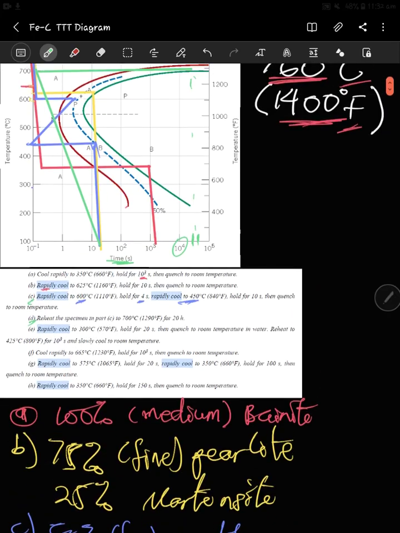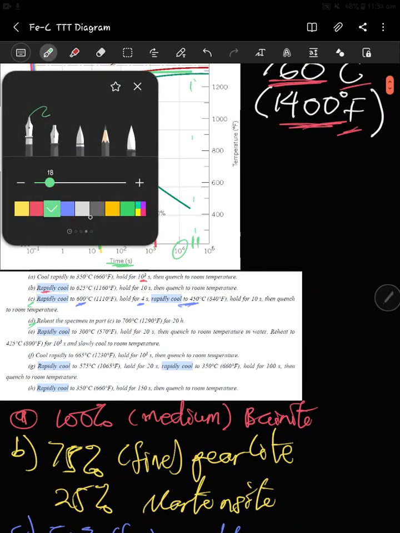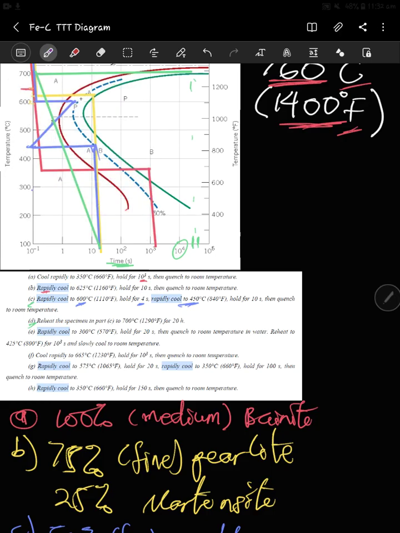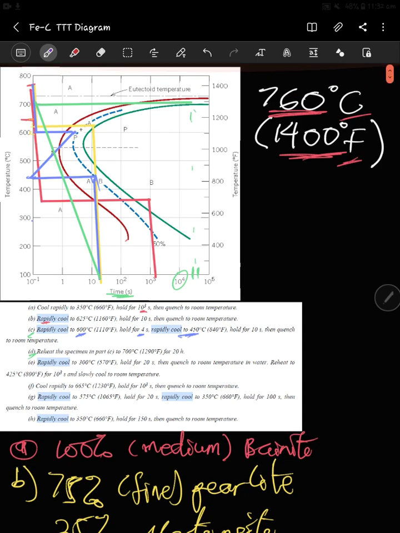So now we are at E. Now what is E saying? E is saying that we rapidly cool to 300. Where's our 300? We are here. We rapidly cool to 300, and then we hold for 20 seconds. 20 seconds is clear. We know this is 10 to the power 2.